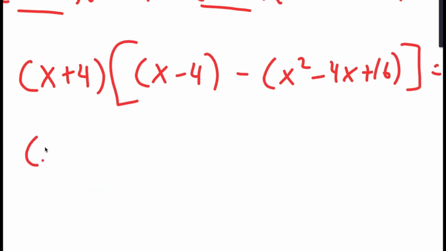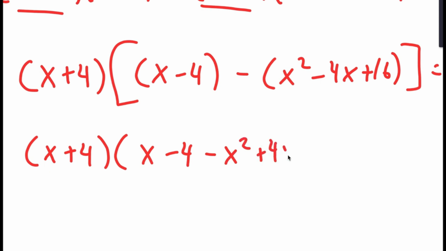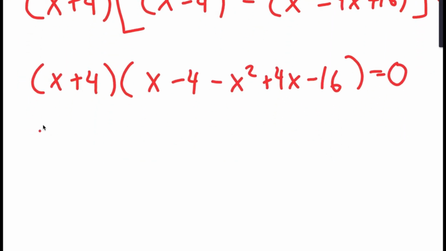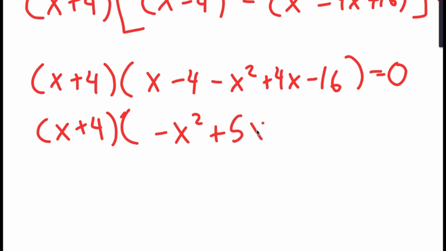Now from here, this is equal to x plus 4 times x minus 4 minus x squared plus 4x minus 16. I just distribute the negative sign, is equal to 0. And let's simplify this even more. I get x plus 4 times negative x squared plus 5x minus 20 is equal to 0.